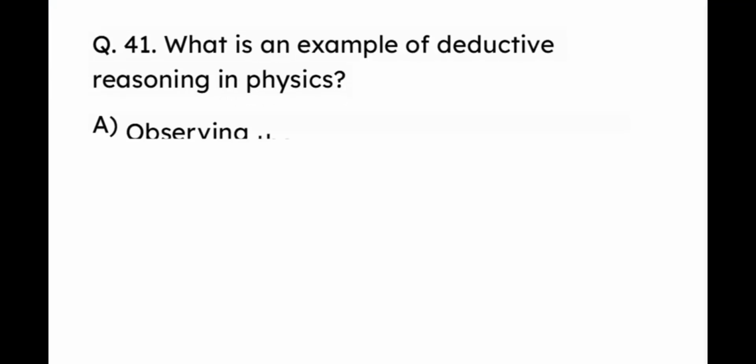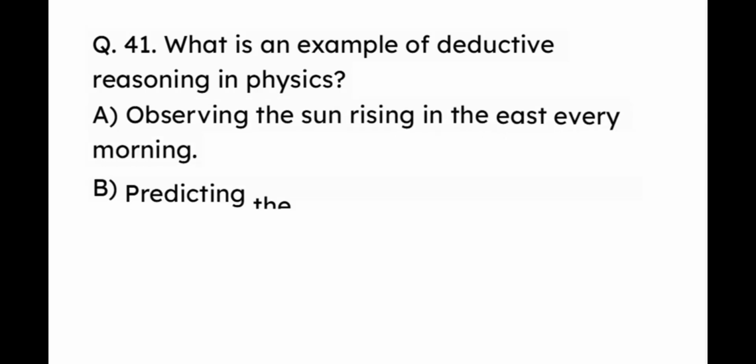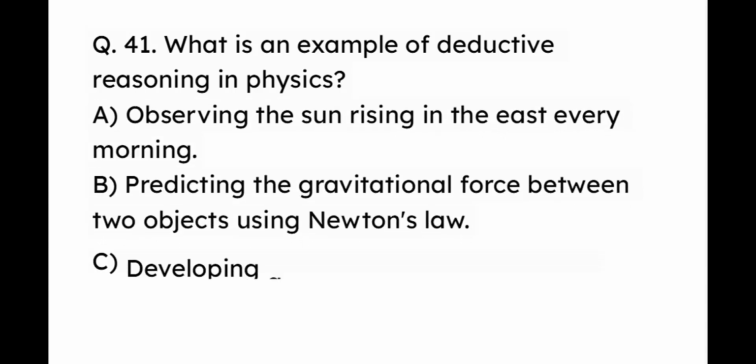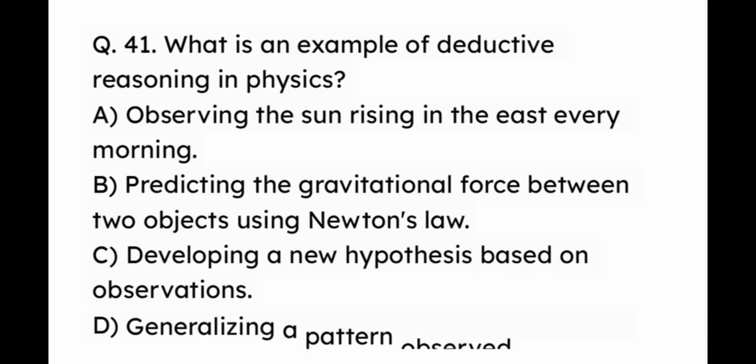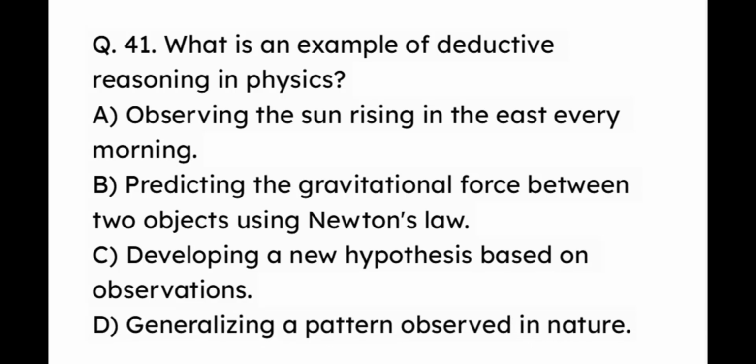Q41. What is an example of deductive reasoning in physics? A. Observing the sun rising in the east every morning. B. Predicting the gravitational force between two objects using Newton's law. C. Developing a new hypothesis based on observations. D. Generalizing a pattern observed in nature.